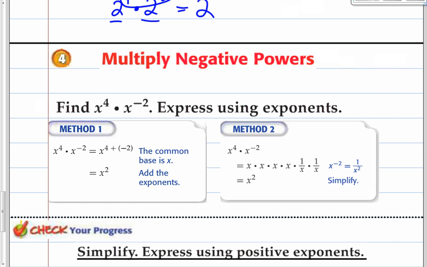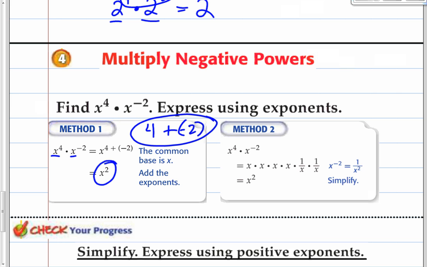Multiplying negative powers. We did this in a previous example, but they follow the same rules. They do have 2 methods here for you, though. So let's find x to the 4th times x to the negative 2 power, expressed using exponents. Well, let's look at their method 1. It looks just like what we did up here before. We have the x's on the bottom, the bases. We have 4 and a negative 2 on the exponent, so we're going to add those together. When you add 4 plus negative 2, you get 2. You put it on that x, and you're done.